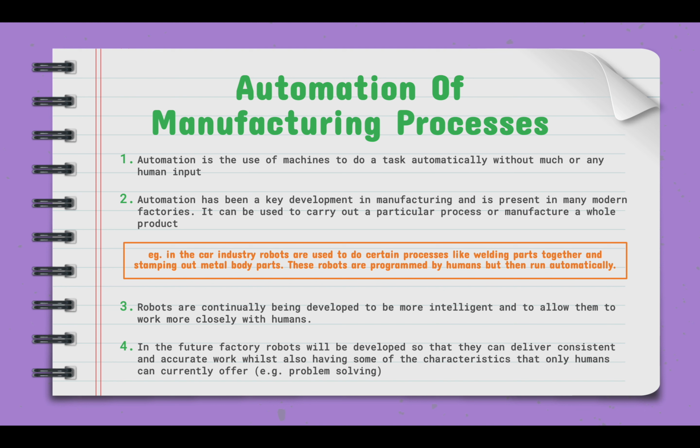Robots are continually being developed to be more intelligent and to allow them to work more closely with humans. For example, robots exist that can be easily programmed by humans and can then learn how to do a task after being shown it by a human worker. This worker can then supervise the robot. It is hoped in the future that factory robots will be developed that can deliver consistent and accurate work as they do now, whilst also having some of the characteristics that only human workers currently offer. For example, the ability to make judgments and come up with their own ideas or problem solving.